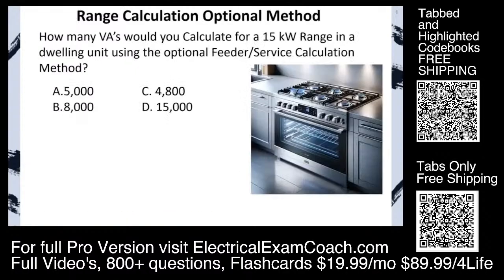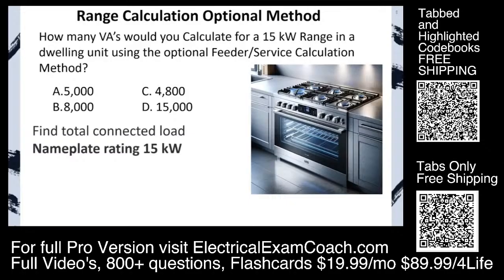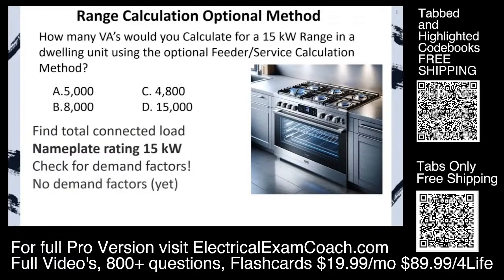How many VAs would you calculate for a 15 kW range in a dwelling unit using the optional method? First, find our total connected load. We're going to use the nameplate of all appliances. Now let's check for demand factors. No demand factor applied yet, and the answer would be 15,000.